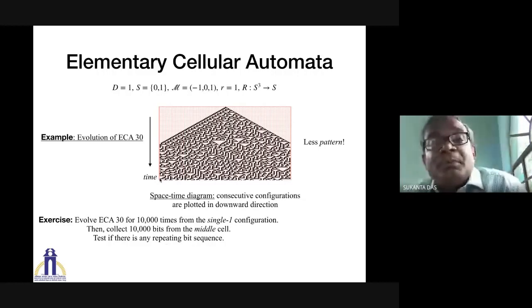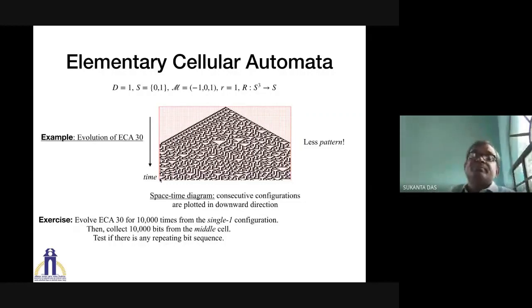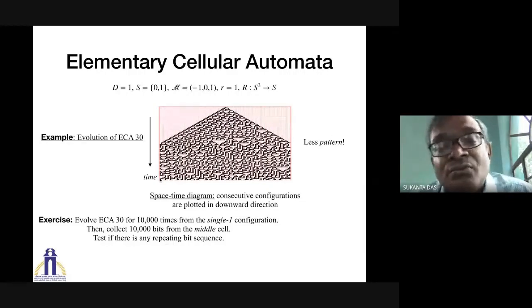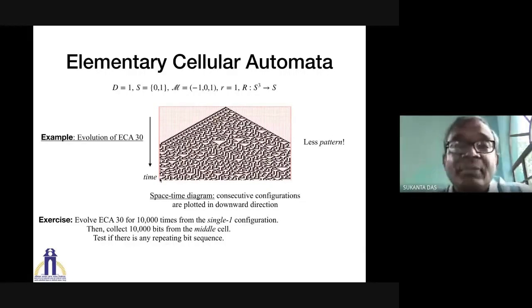From this observation, Wolfram proposed ECA 30 to be used as a serial random number generator, and to use it in cryptography. The style is that you evolve it, and from each evolution you collect 1 bit from the middle cell. Very interesting result. These are the kind of interesting results we can find.